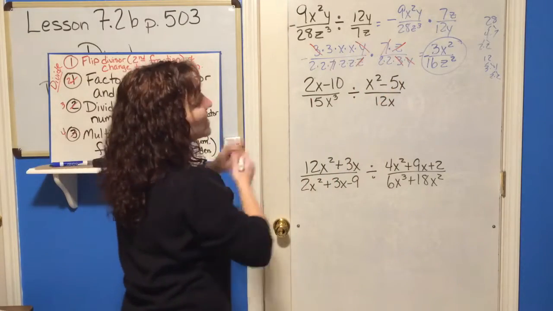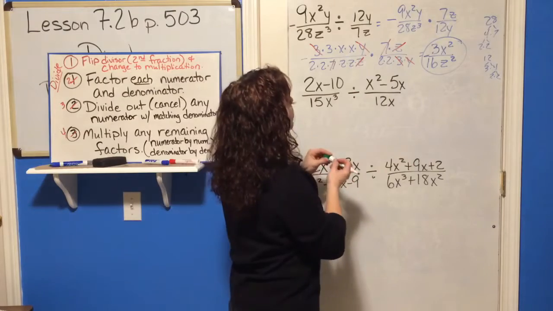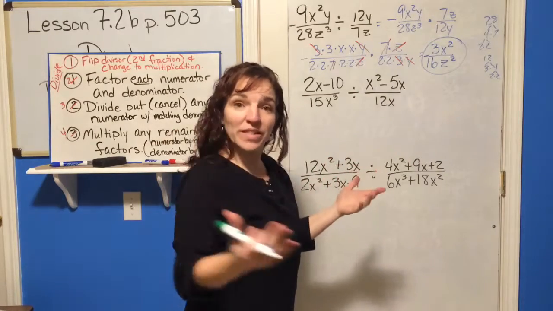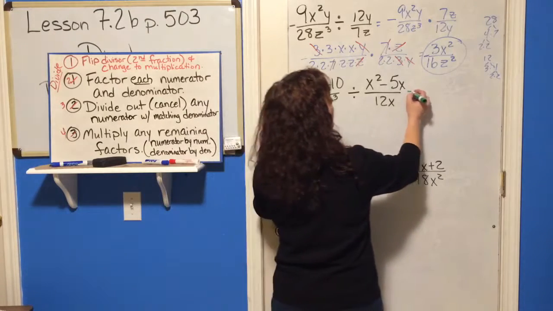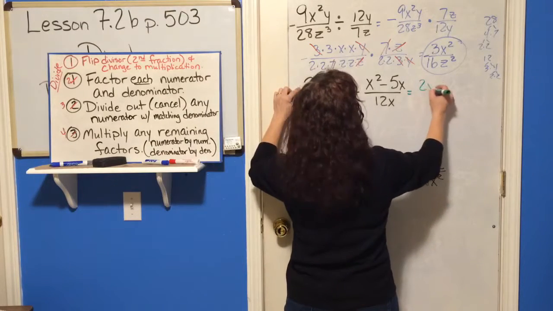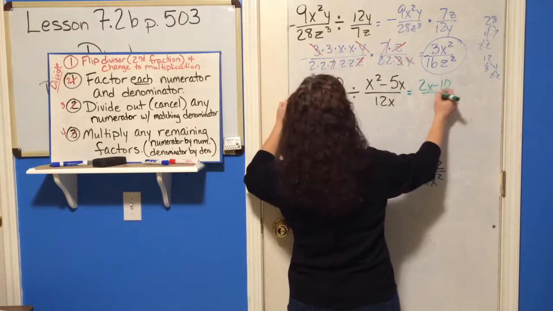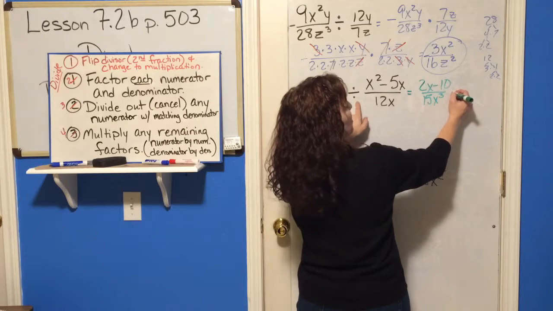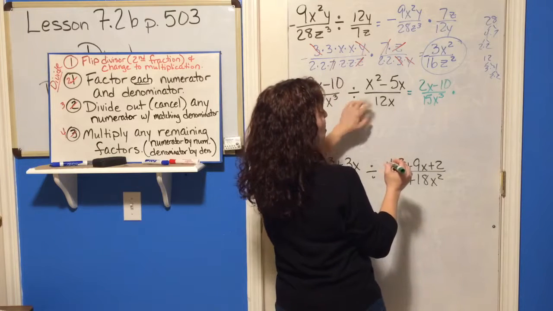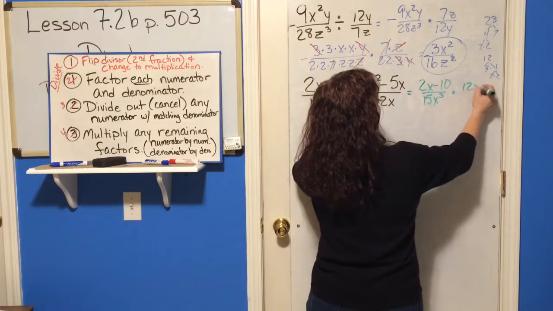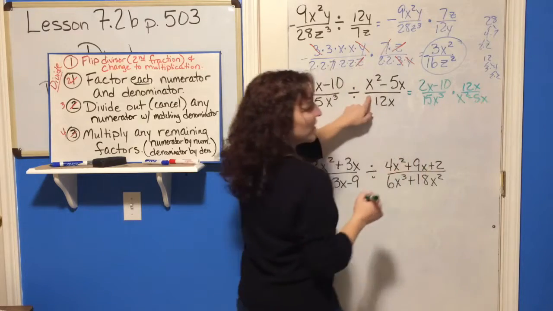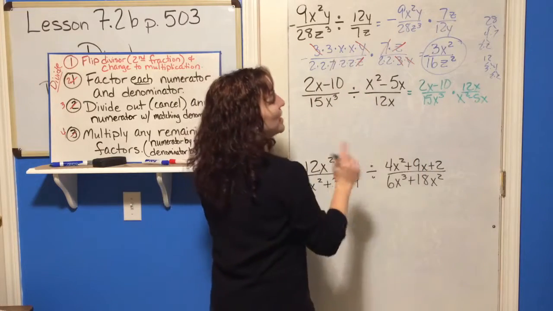Okay, as before. So let's do another one. If you think, oh yeah, I think I got this, go ahead and pause it and do it, all right? We're going to keep the first one, 2x minus 10 over 15x cubed. Division changes to multiplication and flip. So 12x over x squared minus 5x. And now we factor. So be careful.